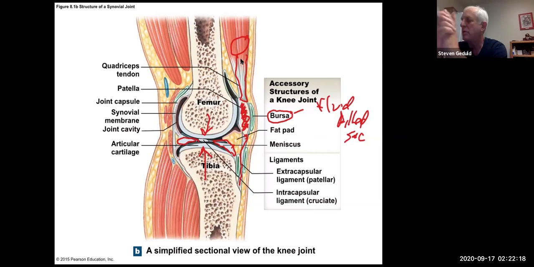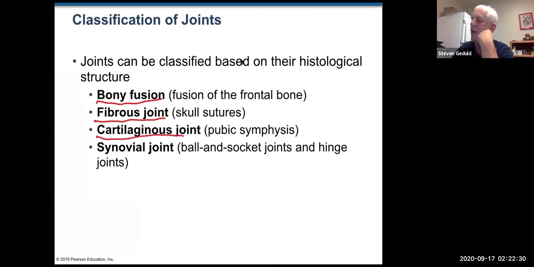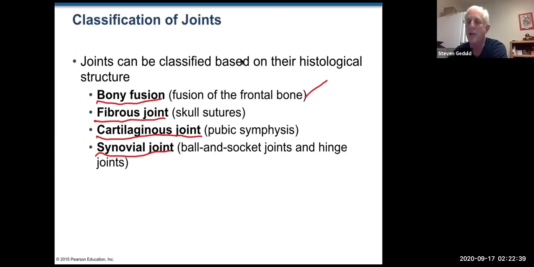Okay, so joints can also be classified by their histological structure. You have a bony fusion, a fibrous joint, a cartilaginous joint, and a synovial joint. Bony fusion is when one bone fuses from two sides during embryological development. The bone comes as a right and left part and fuses together to make one bone. That's like the frontal bone. You can have a fibrous joint, like your skull sutures. A cartilaginous joint, like your pubic symphysis, allows only slight movement. And you have the synovial joint, like a ball and socket or a hinge joint, which allows a lot of free motion.